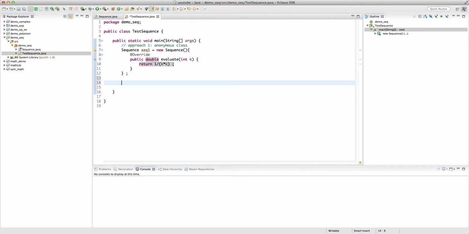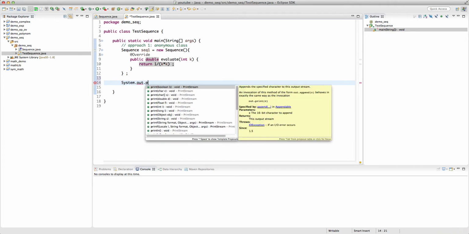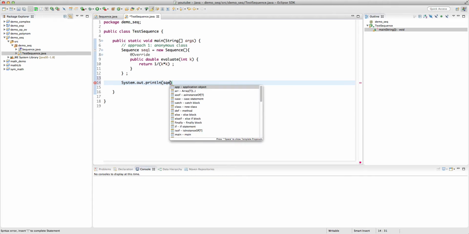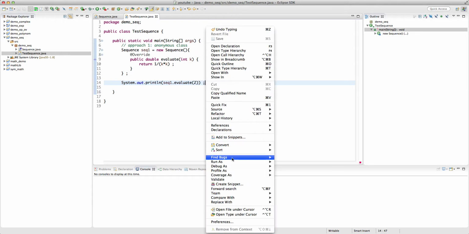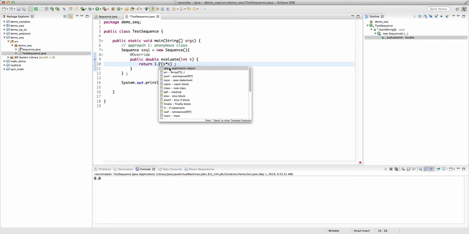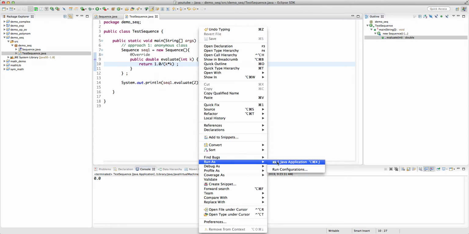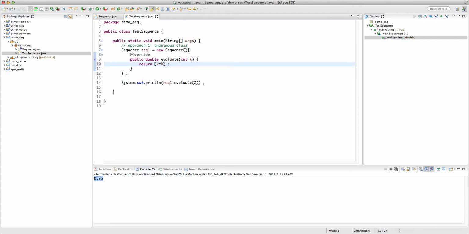And then I can do a System.out.println, sequence evaluate at some point, 2. And we get 0. The reason we get 0 is because we're dividing an integer by an integer, so I have to turn this to double. 0.25, which is 1 over 4, correct. I can remove this, just k times k, and then we get 4, 2 times 2. All right, so this is the first approach.